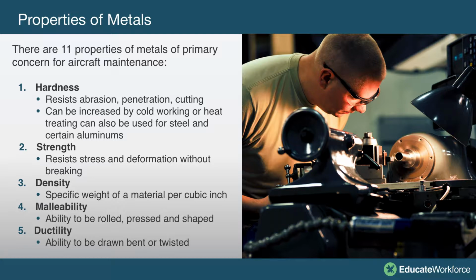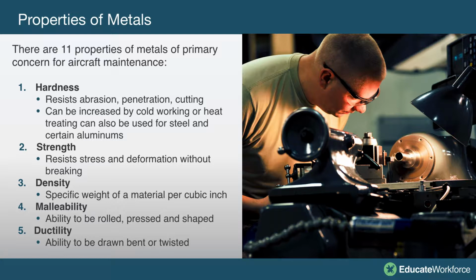Properties of metals. There are 11 properties of metals primarily concerned with aircraft maintenance. We're going to start off with hardness. Hardness is the ability of a material to resist abrasion, penetration, or cutting. It can be increased by cold working or heat treating. It can also be used for steel and certain aluminums. Strength resists stress and deformation without breaking.